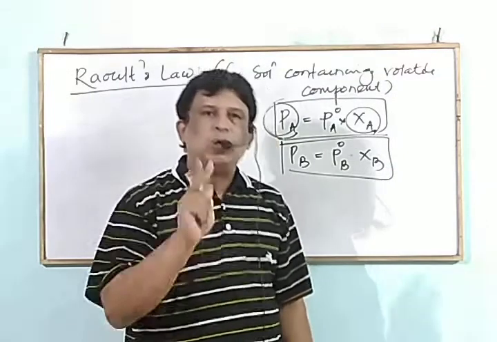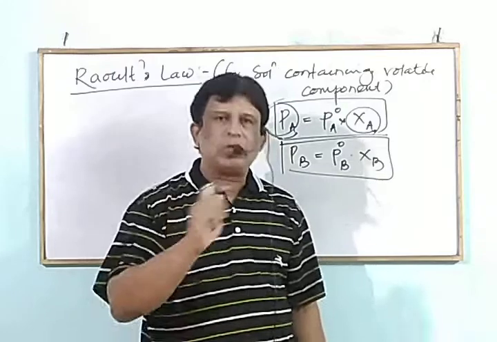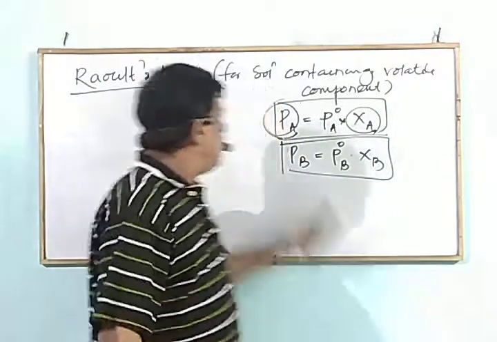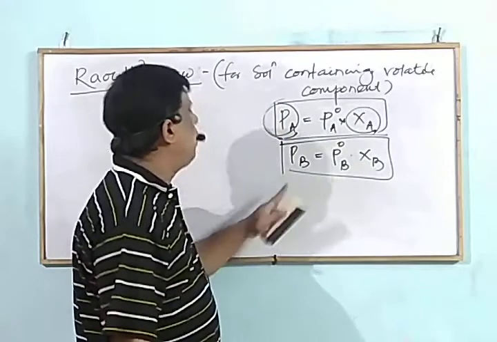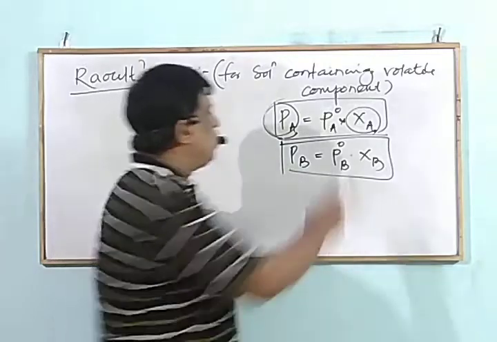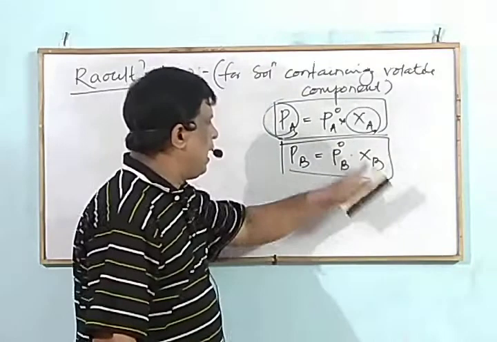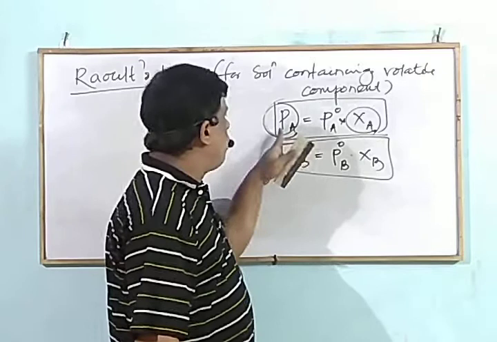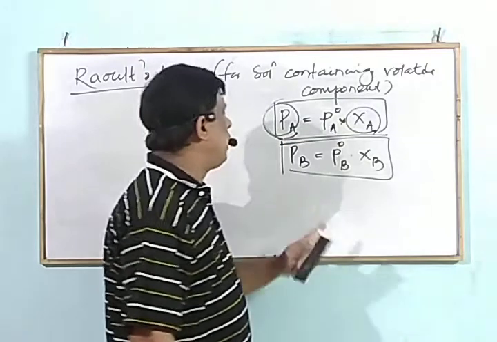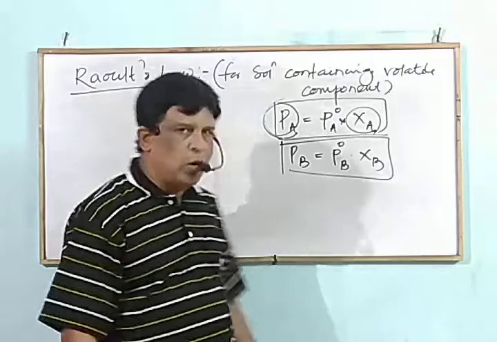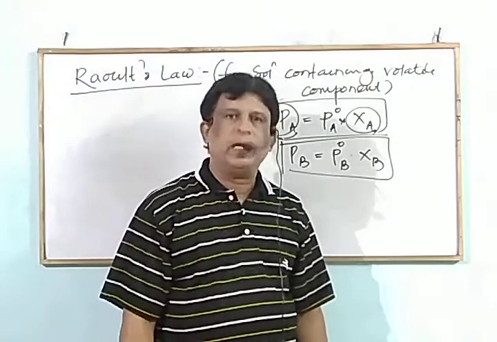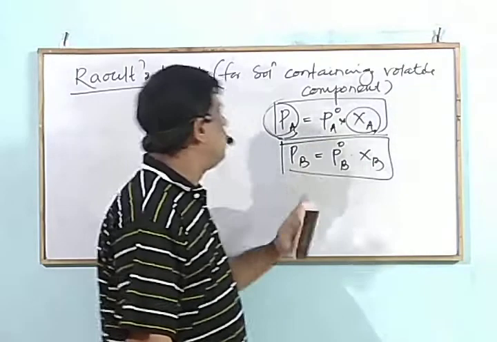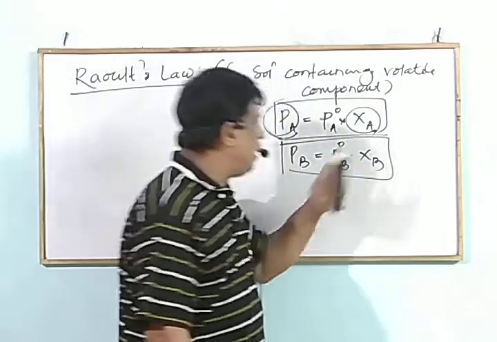Let us consider two miscible liquids A and B having partial pressure of A as PA, that of B as PB, and the mole fractions of the components as XA and XB, where the vapor pressure of component A in pure form is P naught A and that of B in pure form is P naught B. Then the mathematical expression of this law is PA is equal to P naught A into XA, PB is equal to P naught B into XB.